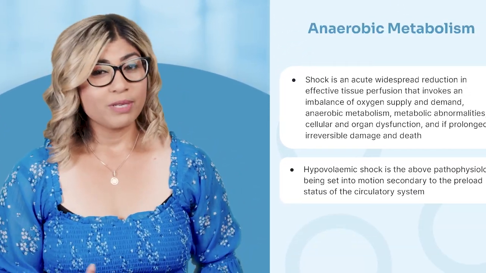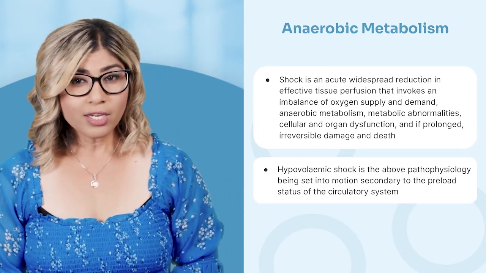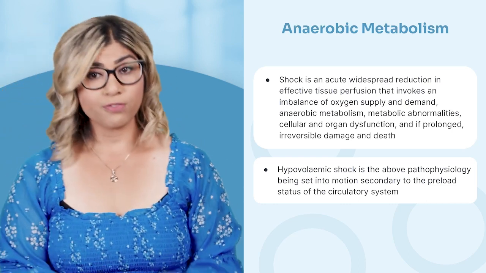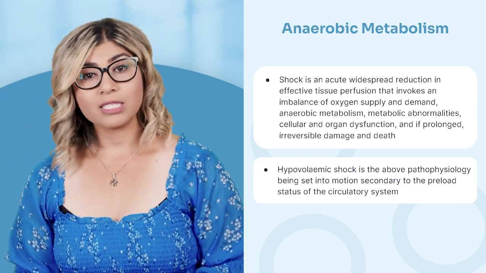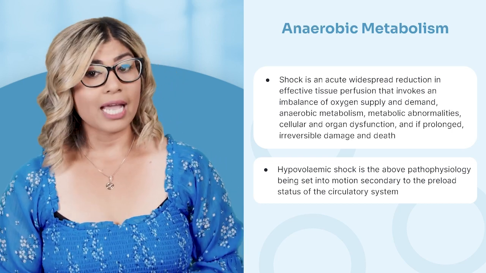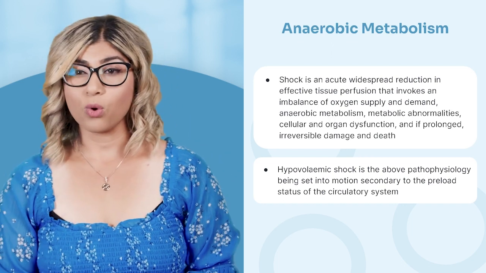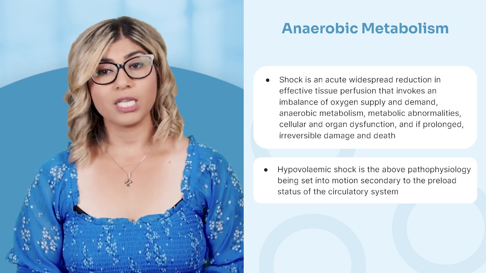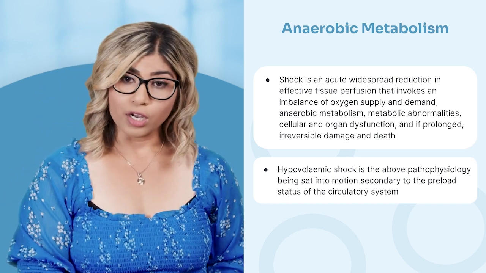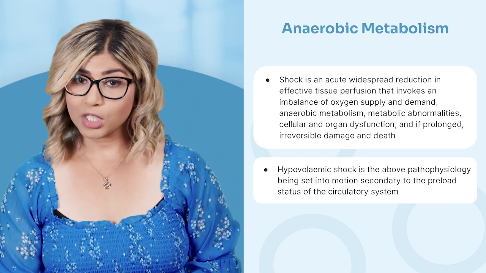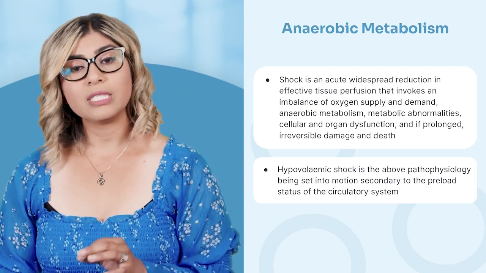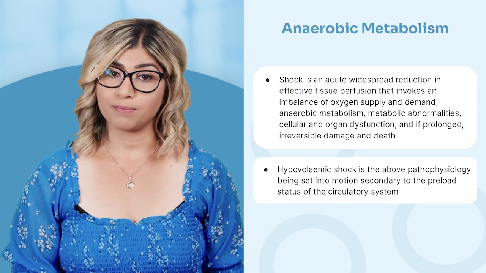So let's talk a little bit about definitions. Shock is an acute, widespread reduction in effective tissue perfusion that invokes an imbalance of oxygen supply and demand, anaerobic metabolism, metabolic abnormalities, cellular and organ dysfunction, and if prolonged, irreversible damage and death. Hypovolemic shock is the above pathophysiology being set into motion secondary to the preload status of the circulatory system.